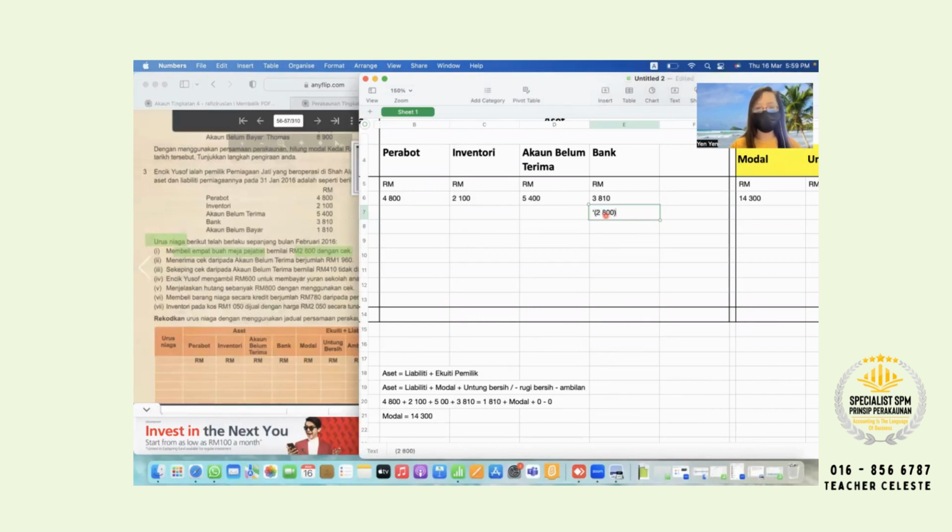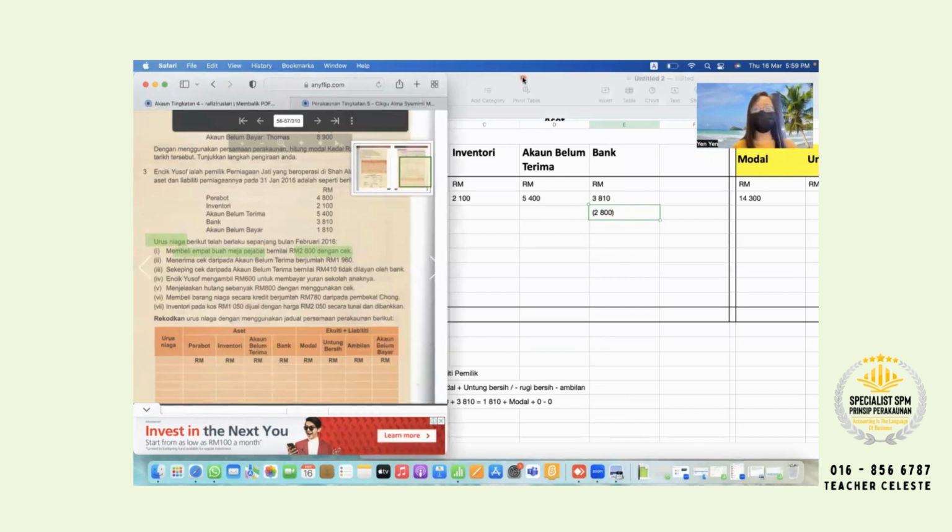Tolak use bracket, but for school they might use this symbol like this, also acceptable, okay? But this one only for these chapters. The rest chapters we put bracket to represent tolak, okay? So and then beli 4 buah meja pejabat. Meja pejabat is under which account?